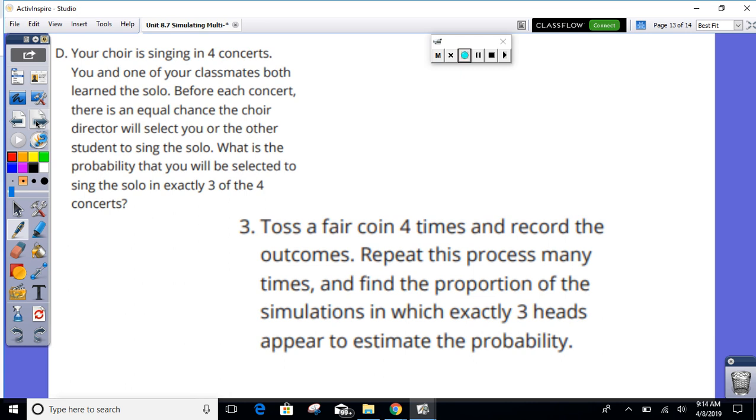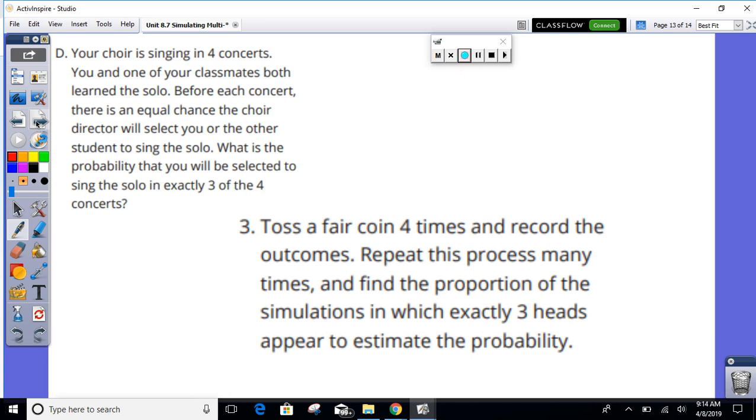Why would we use a coin for this simulation? What about it tells us to use a coin? Ava? Because it's a 50-50 chance. It's a 50-50 chance and a coin also has a 50-50 chance.